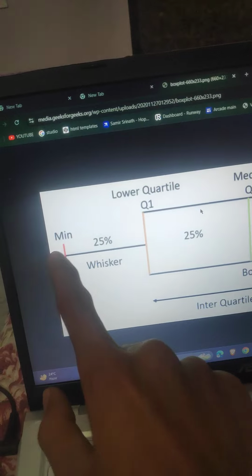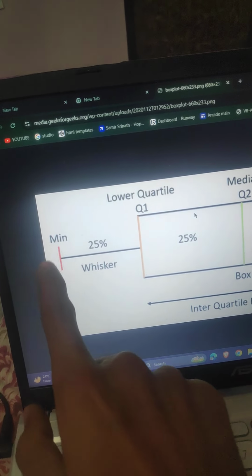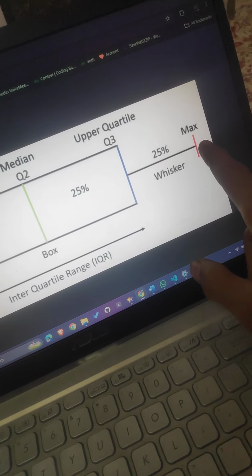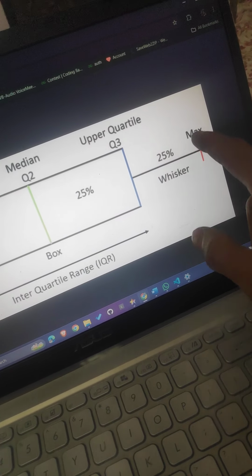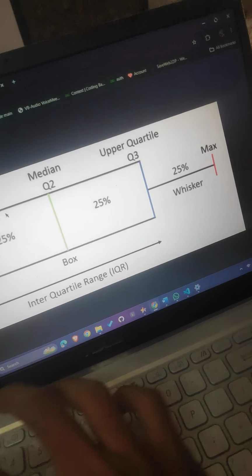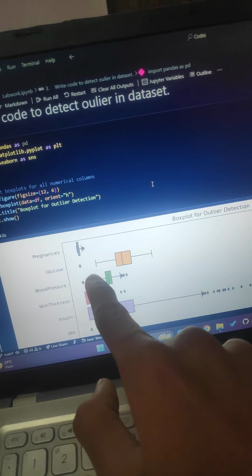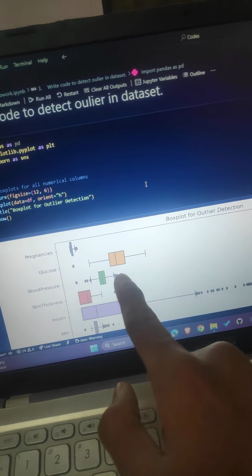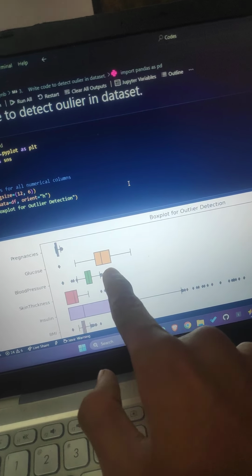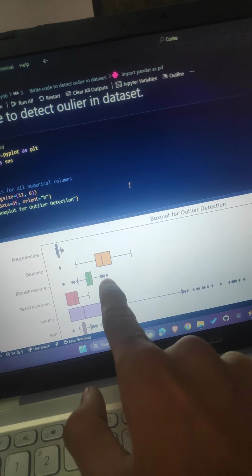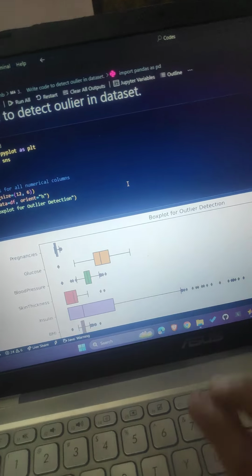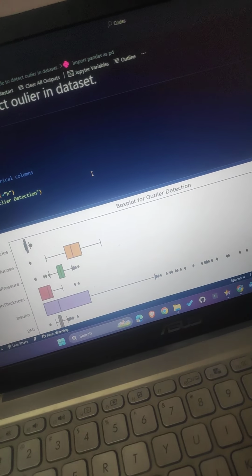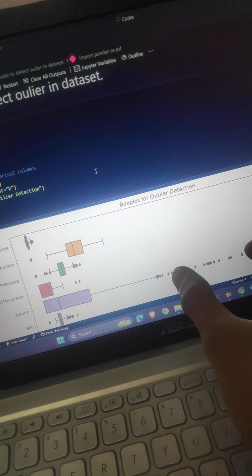Any value below the min, like the lower bound, will be the outlier. Any value above the upper quartile and this upper bound is known as the outlier. So similarly you can see any value coming just below this lower bound is called an outlier. Any value coming just above this upper range, the upper bound, is known as the outlier. So here are so many outliers, so we will not consider these values in any analysis.